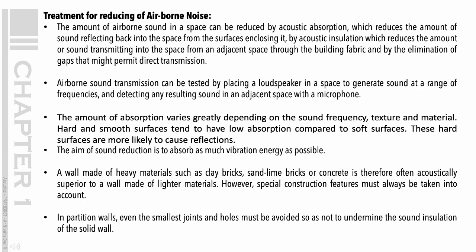Treatment for reducing of airborne noise. The amount of airborne sound in a space can be reduced by acoustic absorption, which reduces the amount of sound reflecting back into the space from the surfaces enclosing it, by acoustic insulation, which reduces the amount of sound transmitting into the space from an adjacent space through the building fabric, and by the elimination of gaps that might permit direct transmission. Airborne sound transmission can be tested by placing a loudspeaker in a space to generate sound at a range of frequencies, and detecting any resulting sound in an adjacent space with a microphone.